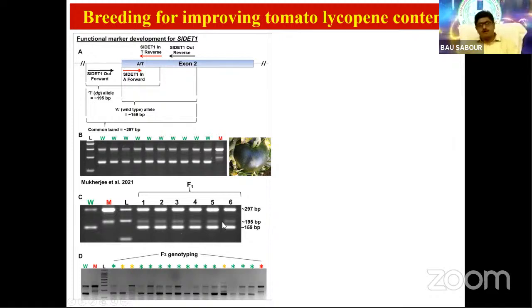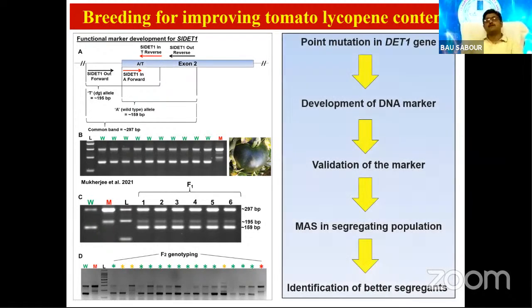So we carried out our F2 genotyping also, and in F2 genotyping we have already identified 11 plants which are homozygous for this dark green mutant allele. So we expect to get a good amount of lycopene content in these 11 lines. These are now in field condition.